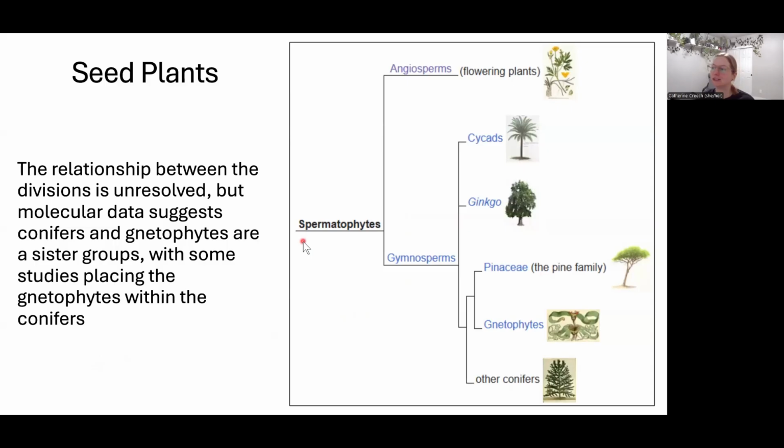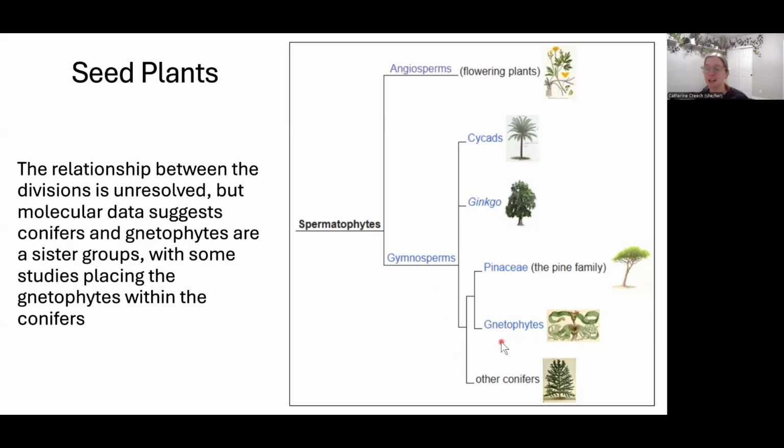Here is our seed plants phylogenetic tree. Remember, spermatophytes are going to be all of our seed plants. Angiosperms produce flowers. And then our gymnosperms are these 5 divisions just discussed. Now, this tree here is what is commonly accepted based on molecular data, and that means genetic data. But this does not align with our expectations based on the morphological species concept. The reason is that gnetophytes are morphologically very dissimilar to everybody else in the group. And so if we were making a phylogenetic tree for gymnosperms based on morphology, the gnetophytes would be the outgroup.